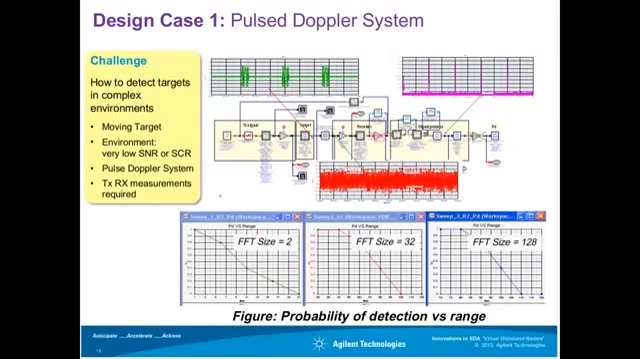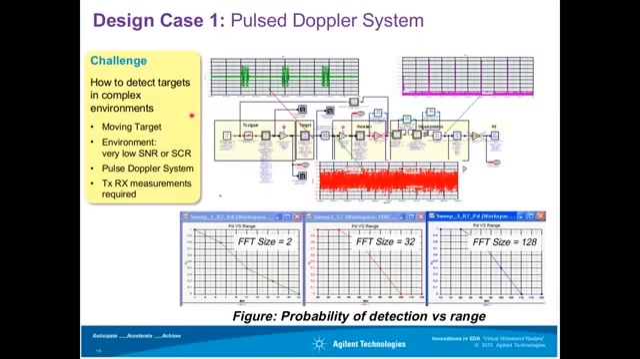Okay. So now, previously we introduced the radar system models. By the way, we have a total of 70 models in the SystemVue radar library. And we also have 50 examples for design case study. Now, let's look at one example for the pulse Doppler system.